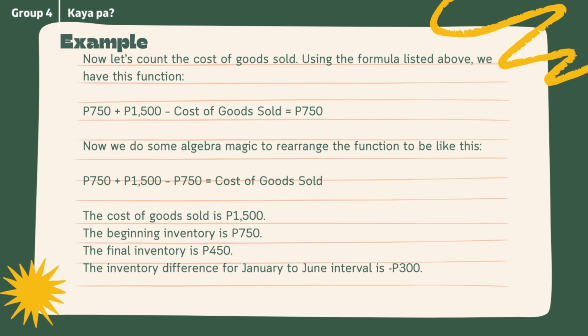The time for a trip to your storage facilities, that is 30 times 15. So we get our 450 pesos. That's our final inventory. The inventory difference for the January to June interval is 300. Where do we get 300? We go back to our problem, which says our beginning inventory in January is 750 and our closing inventory in June is 450. Now you subtract, then we get 300 pesos.